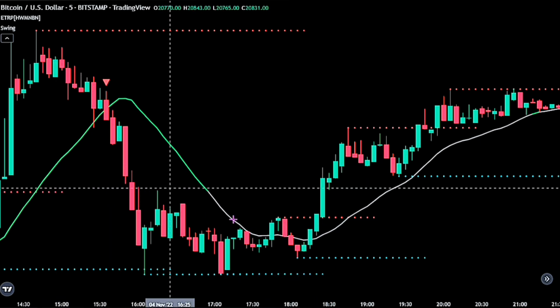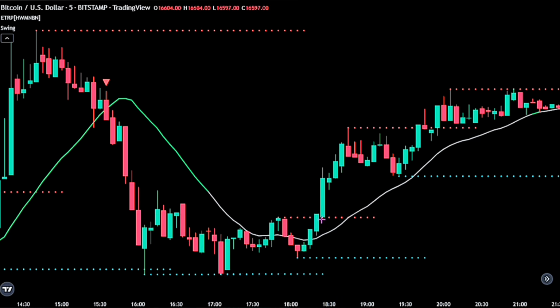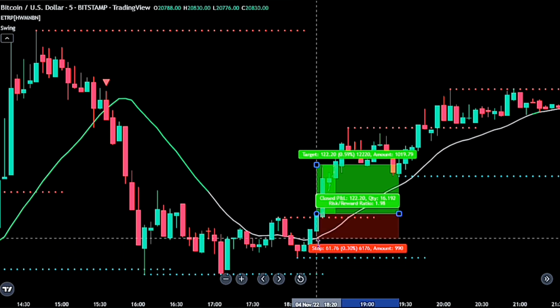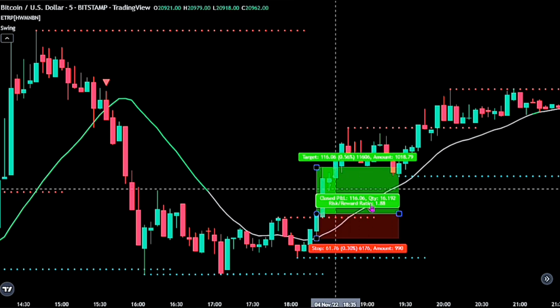Now we waited till price finally broke the resistance at this point. We would then have to place our order at the peak of the trigger candlestick. Stop loss at the moving average, while take profit at 1.8 times the risk. And we see it was successful.